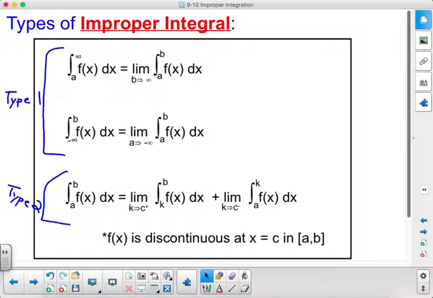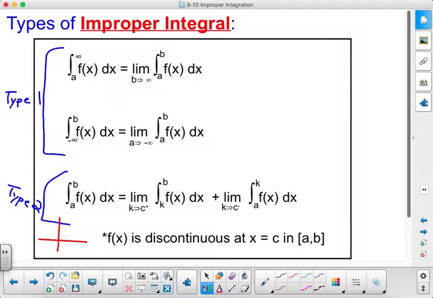The bottom one's going to be the one that's a little bit different, and that's the case where the type 2, where my function, and we'll do one of these, where my function is going to go to infinity. So if I said again this is A and this is B over here, my area I'm going to go to infinity.